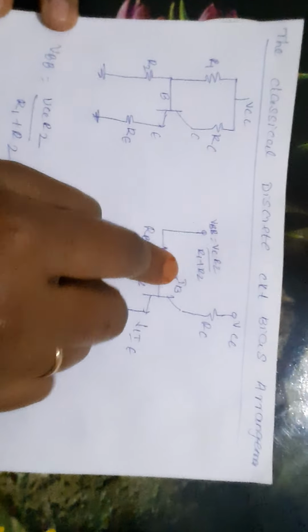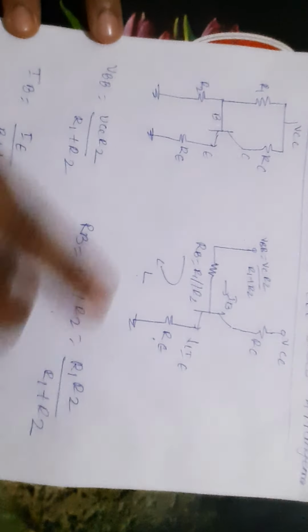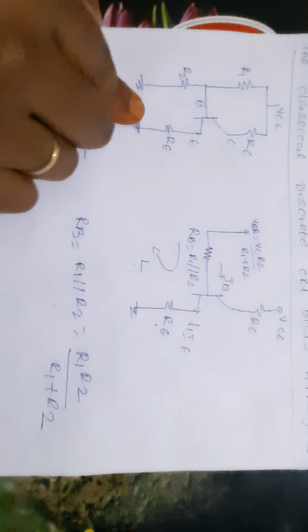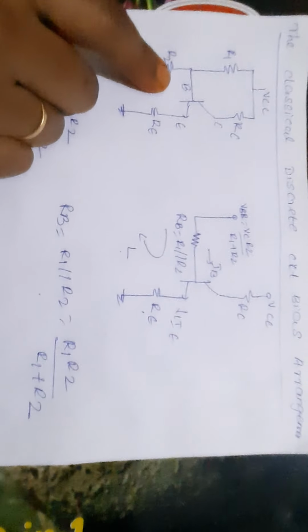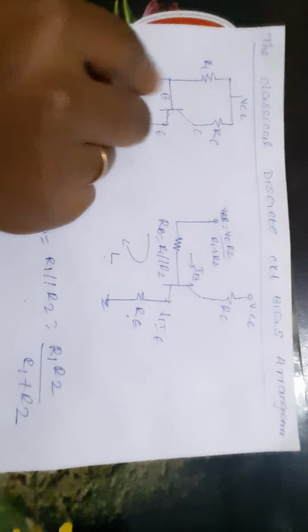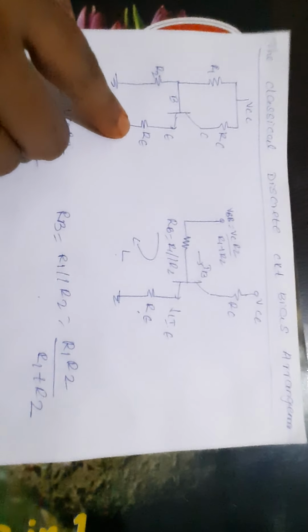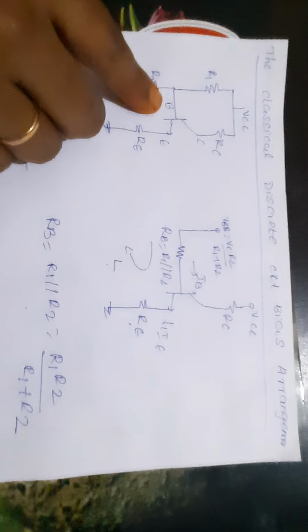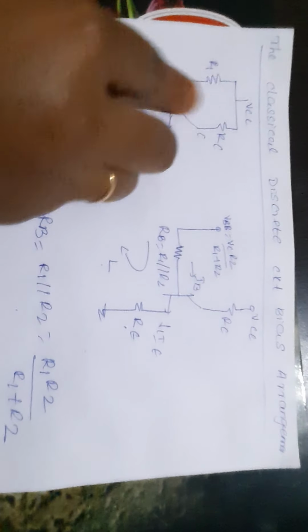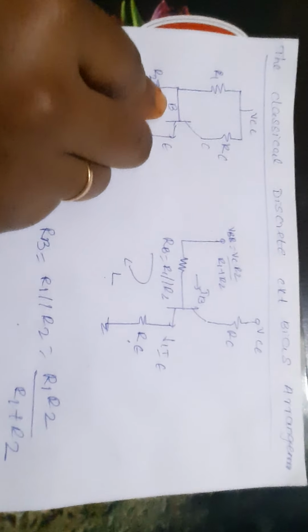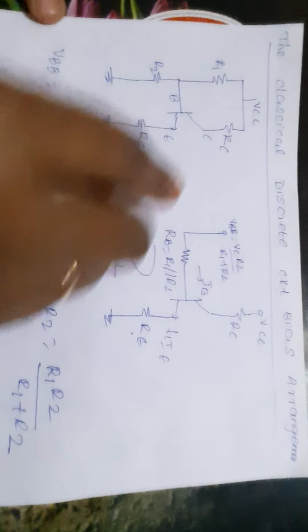So next, we have gone for the classical discrete circuit bias arrangement. This is a classical arrangement. In this arrangement, the technique consists of supplying the base current to the transistor with a fraction of VCC through the voltage divider R1 and R2, and it also includes RE. Here IB is provided through the potentially divided VCC through R1 and R2, and that current is given to the base, and RE is included.